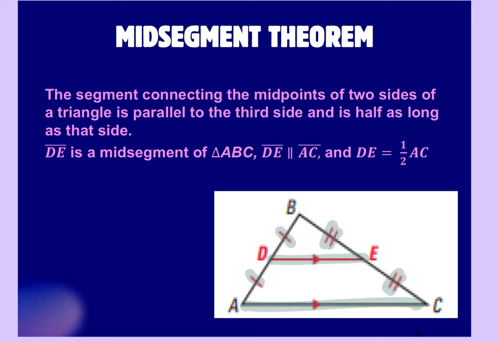Correct. So, does that apply for every type of triangle? Yes. If I connected the midpoints here and I put a point there, if this was the midpoint, then this segment, let's call this DF, DF would be parallel to BC, and it would be half its length.